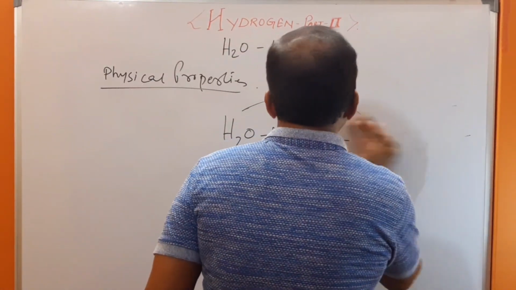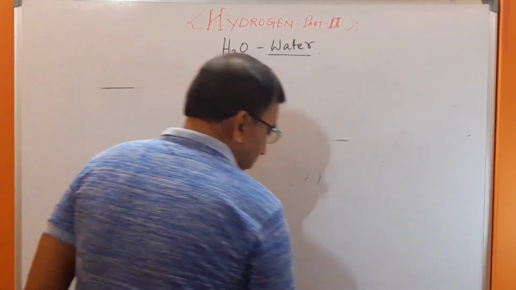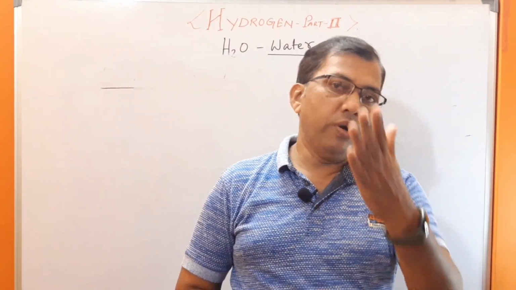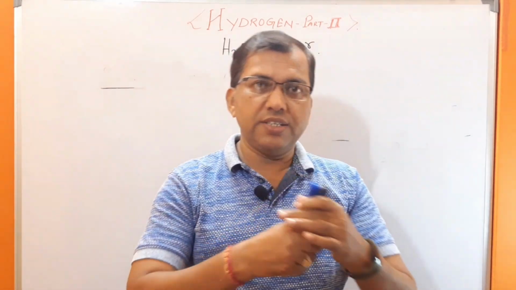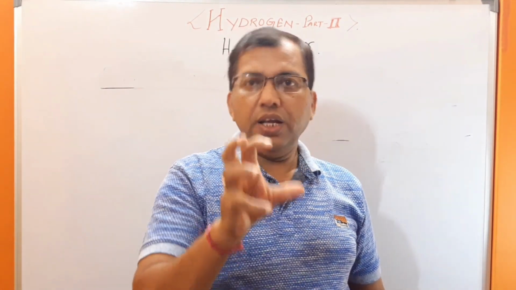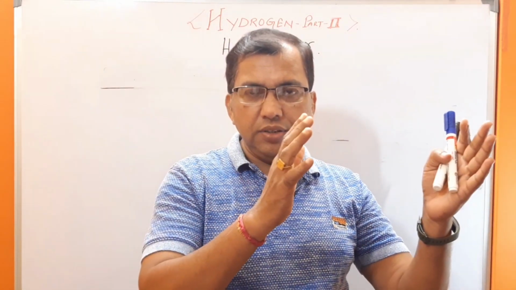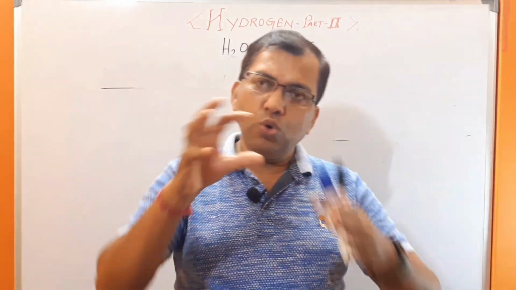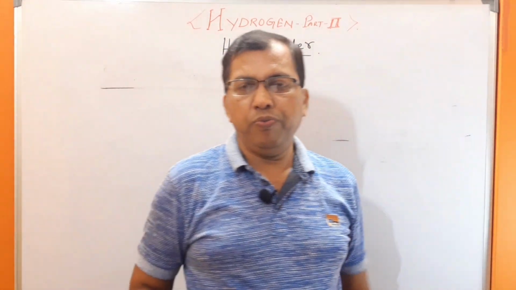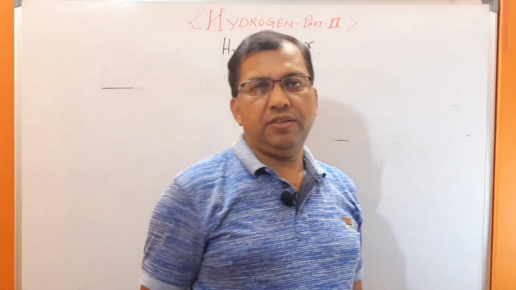Clear? Next, hydrate formation, very important. Water molecules occupy the interstitial sites or voids in the crystal lattice. I have earlier discussed interstitial hydrides. The water molecules occupy the interstitial sites or voids in the crystal lattice, as in barium chloride dihydrate, BaCl2.2H2O. Here two molecules of water occupy the voids of the lattice.